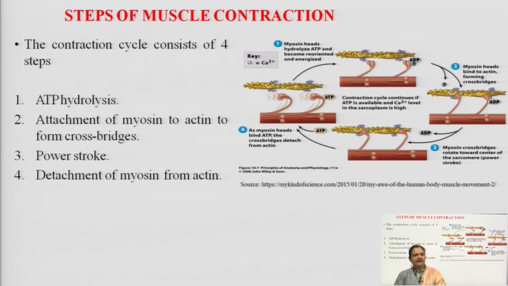After ATP hydrolysis, the second step is the attachment of myosin, the thick filament, to the actin thin filament, and this attachment makes a cross bridge, students, just a bridge-like structure. After this, there is a need for the power stroke. What is happening here? The myosin cross bridges rotate, they change their configurational structure, rotating towards the center of the sarcomere, and this generates the power stroke. And the last step is the detachment of the myosin filament from the actin filament.